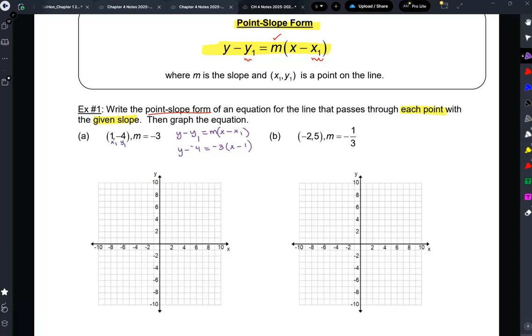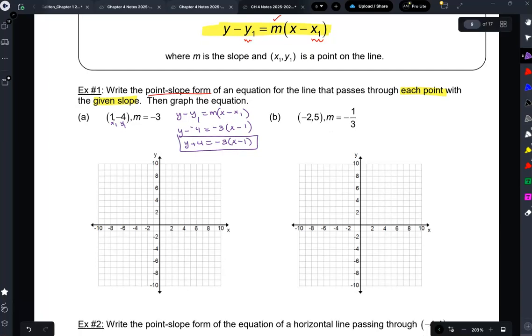Okay, now here minus minus makes plus. y plus 4 equals negative 3(x minus 1). This is it. This is where you stop. This is your point slope form. I know you have an urge to distribute the negative 3. We're going to resist this urge. Okay? This is it. Now let's graph it.